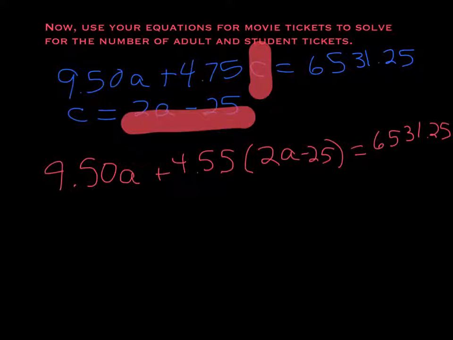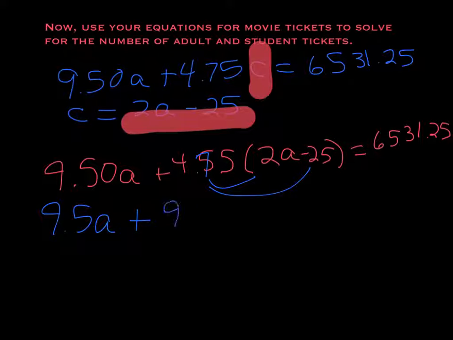I'm going to have to use the distributive property here to multiply those terms. I'm just going to use different colors because it's fun. 9.50 is the same as 9.5, so I'm just going to leave that as 9.5a plus 4.75 times 2 is 9.5a minus 4.75 times 25 is 118.75, and all that again should equal $6,531.25.